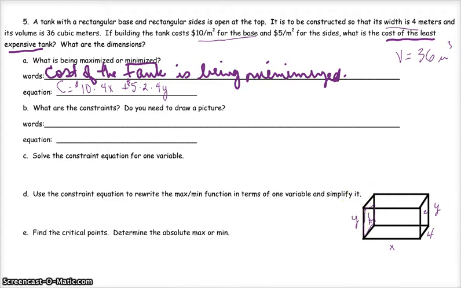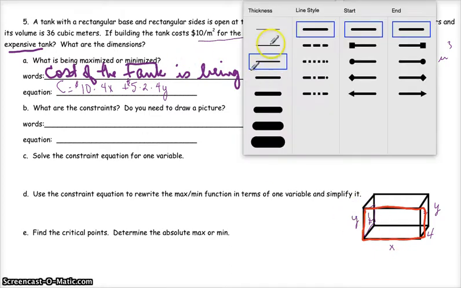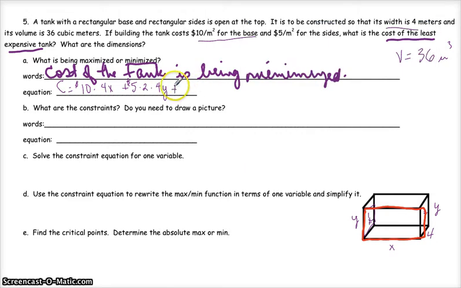Okay, let's look at our additional sides. We have the front section here, and we have 2 of these. This area is x times y, and we have 2 of these. So again, we will take $5 and we'll multiply 5 times 2, because we have 2 of these figures, times its area, xy.